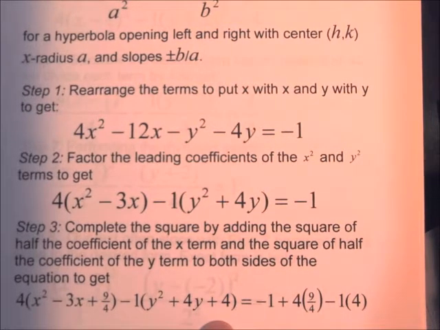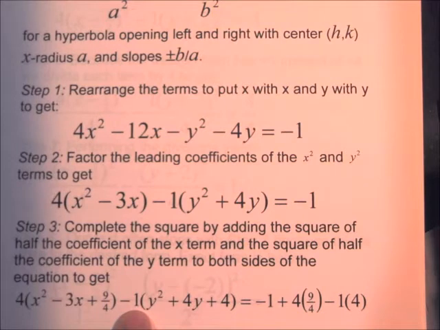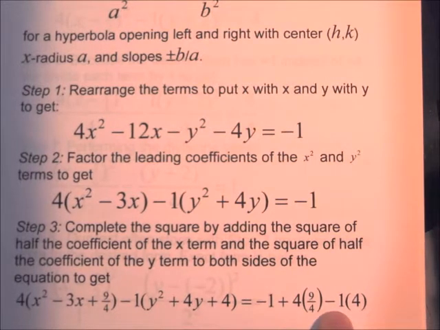And then we added numbers to the left side of the equal sign. In order to make this an equivalent equation, we also have to add the same numbers to the right side. The 9/4 that we're adding is inside parentheses with a 4 on the outside, so really we added 4 times 9/4. The 4 that we're adding is inside parentheses with a negative 1 on the outside, so really we're adding negative 1 times 4.